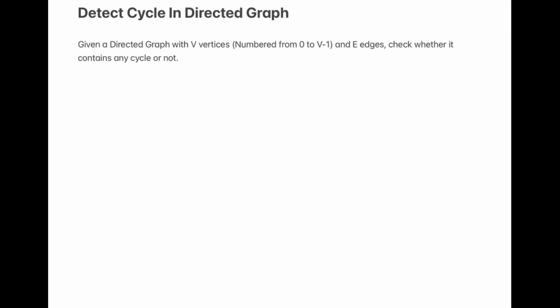So the statement says that given a directed graph with vertices v numbered from 0 to v minus 1 and edges e, check whether it contains any cycle or not. So I'll use one example to demonstrate how the directed graph and undirected graph can differ in detecting the cycles. I'll draw an undirected graph like 0 is connected to 1, is connected to 2, is connected to 3, is connected to 4, and then 1 is connected to 5, and 5 is connected to 3.